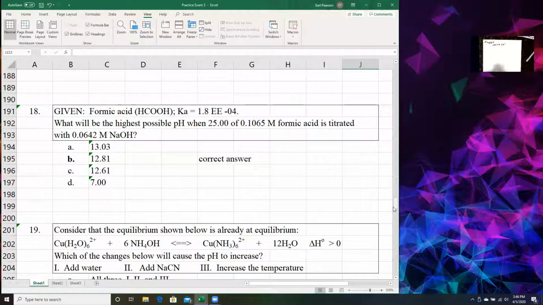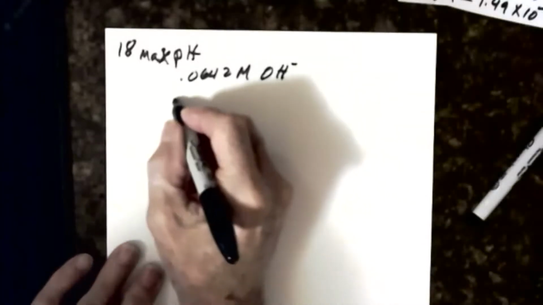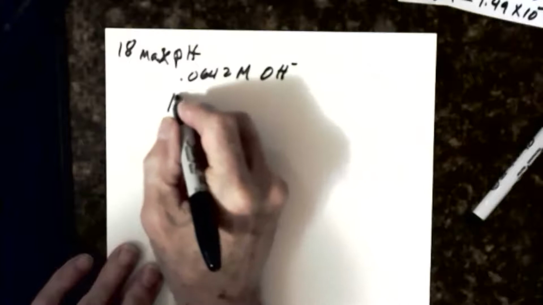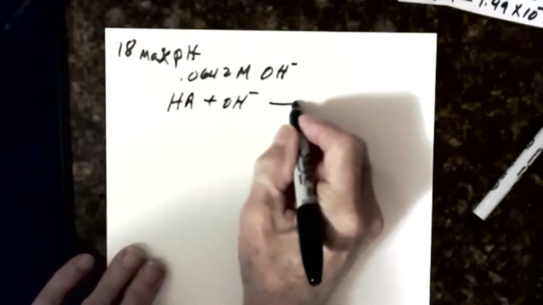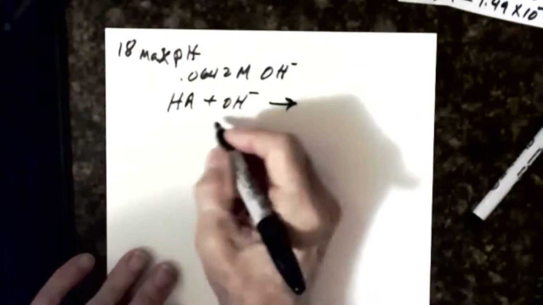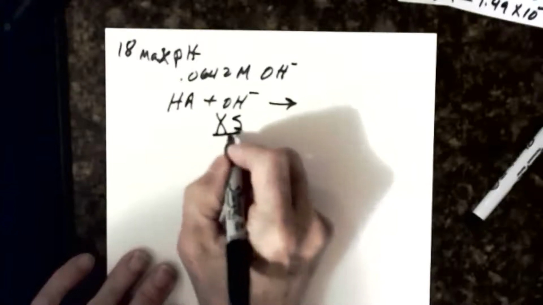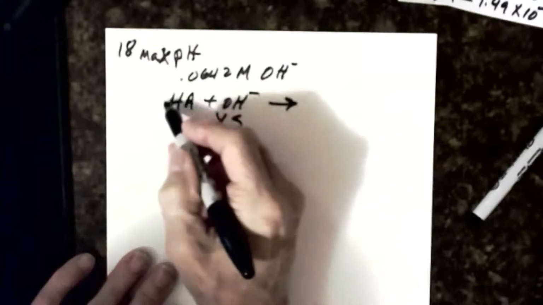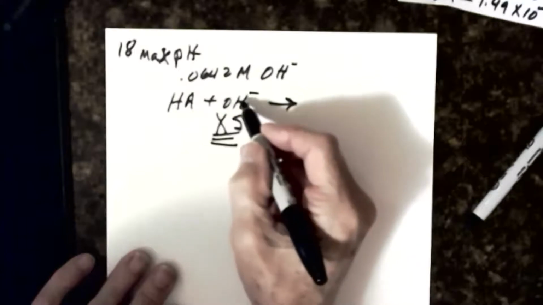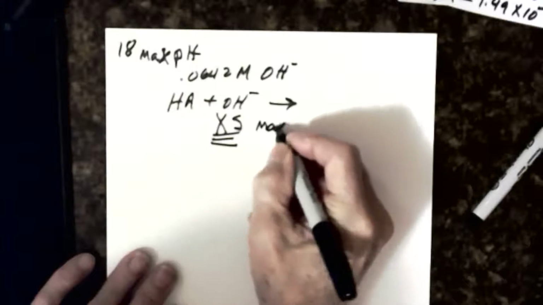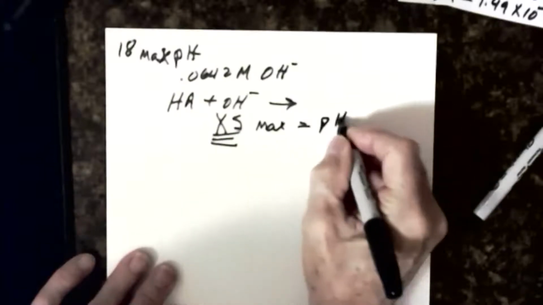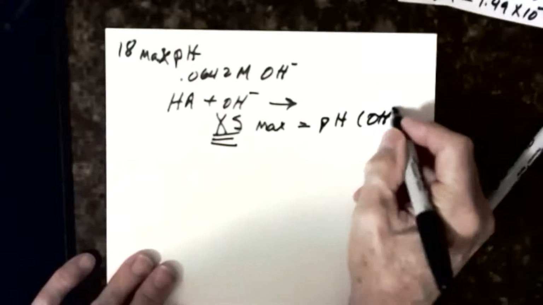Now, it's hardly worth it, but I'll give you my screen. When you react the acid, any acid, this one, I'll just write HA and OH minus like that, and you're going to get a large excess of this. Then you're going to have a few moles of this taken off, but a lot of this left over. So the pH maximum is going to be equal to the pH of the OH minus titrant.